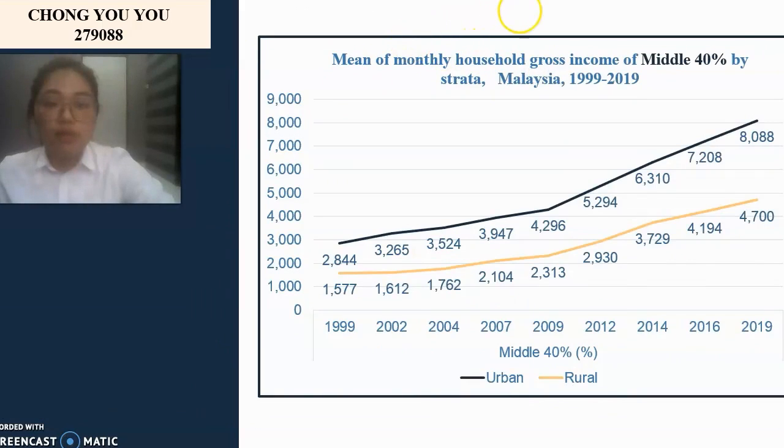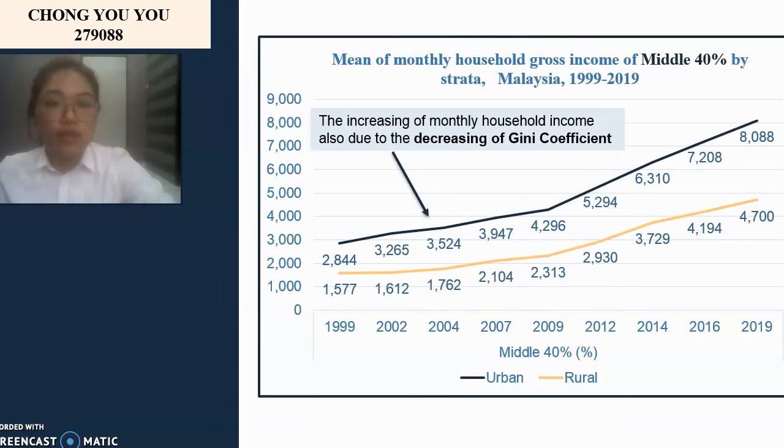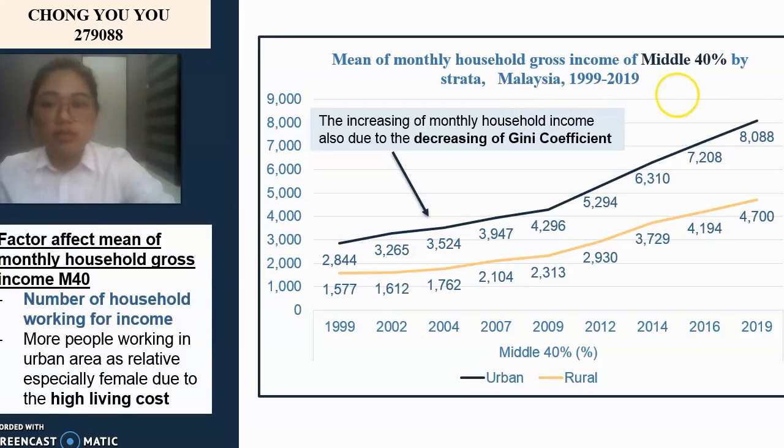Next is the M40 household growth. There was also an increase in the monthly household income in M40. This is because of the decrease of the Gini coefficient. As we know, the smaller the Gini coefficient, the more average the income, meaning less inequality.